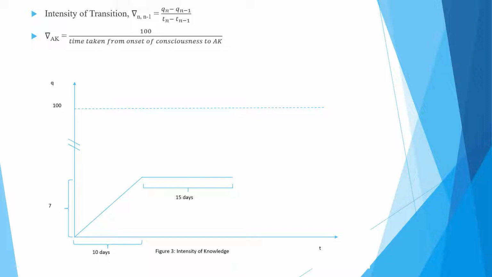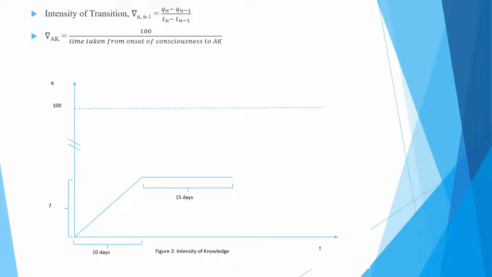In figure 1, this 100 is marked AK, which stands for absolute knowledge. AK is where we have complete and true knowledge of everything, a theoretical limit posited by Hegel. Let us say that she scored 7 over 100 for her initial theory. We can then arrive at an intensity of transition, del1, in this case between the 0th point and her initial theory, of 0.7 per day.